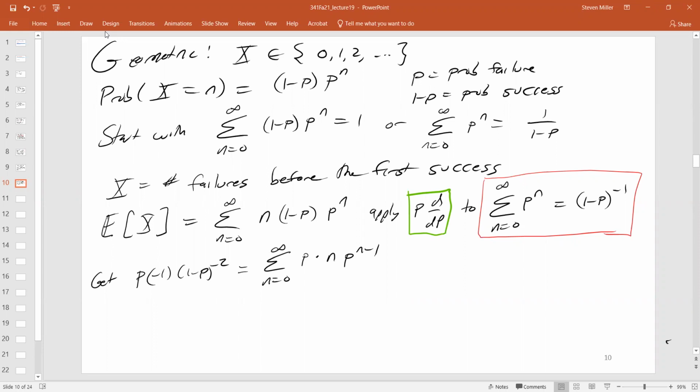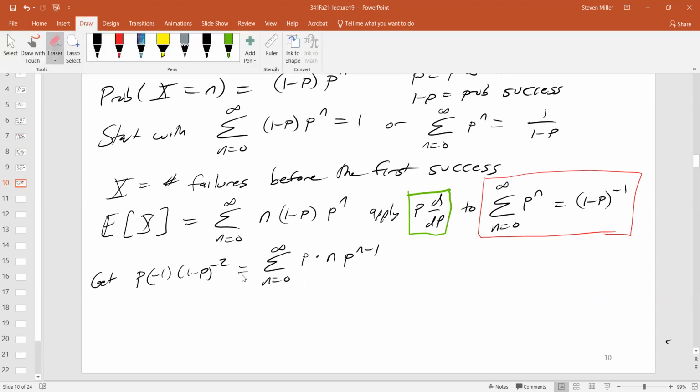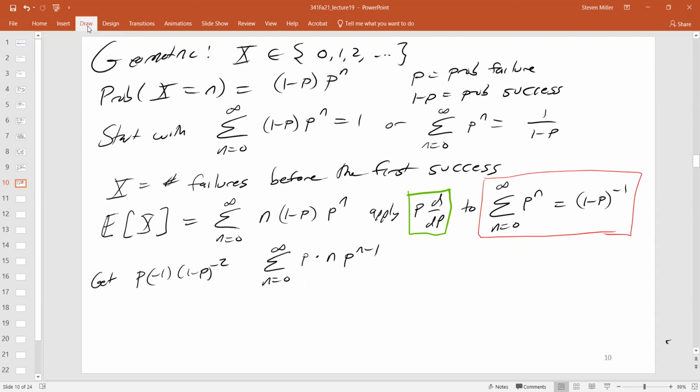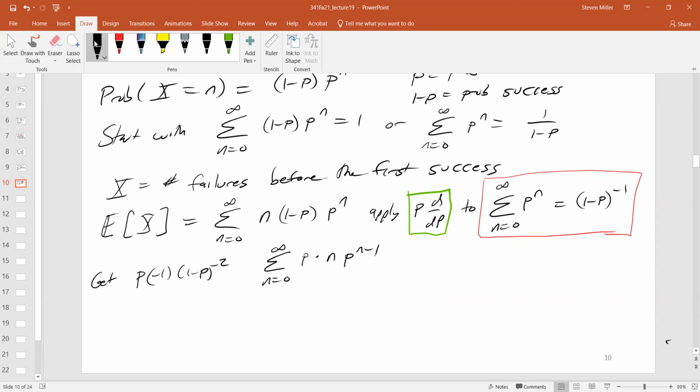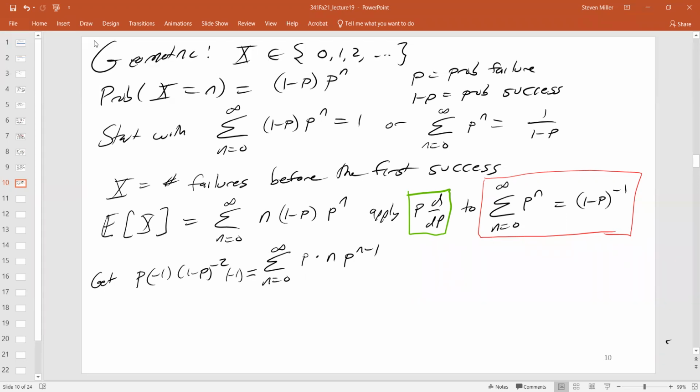Oh, there's one mistake I made. When we take the derivative on the left-hand side, when we take the derivative of 1 minus p inverse, it's negative 1 minus p to the negative 1, and then the derivative of 1 minus p. What's the derivative of 1 minus p? Negative 1. And so it's going to be an extra negative 1.